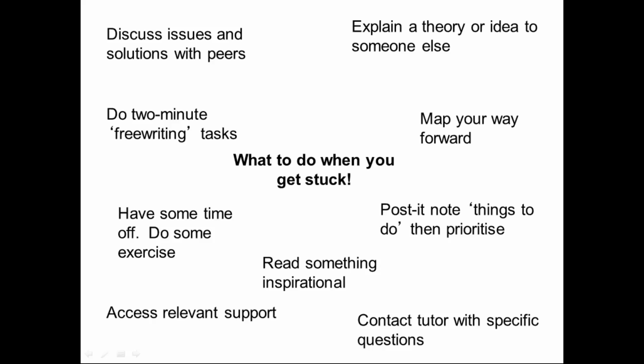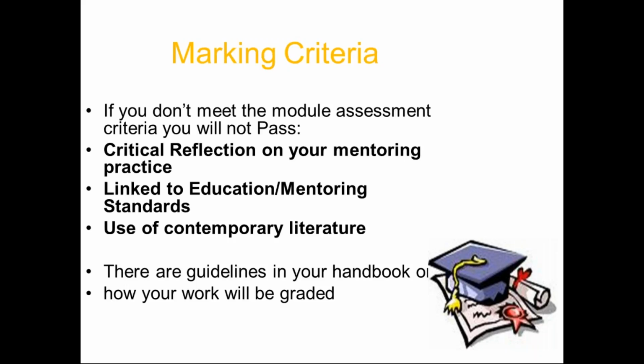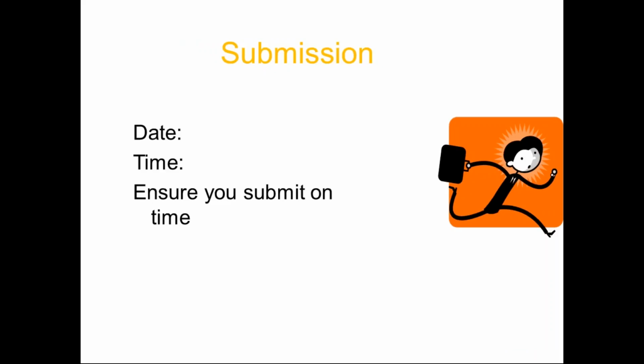But there's some hints anyway when you get stuck. So you've got to meet the module learning outcomes, otherwise you don't pass. And the module assessment is you've got to critically reflect on mentoring. You've got to relate it to the mentoring standards, and we expect you to use contemporary literature to support it. It does say there are guidelines in the handbook on how your work is graded. That is correct, but also we have some grading information as well for you.